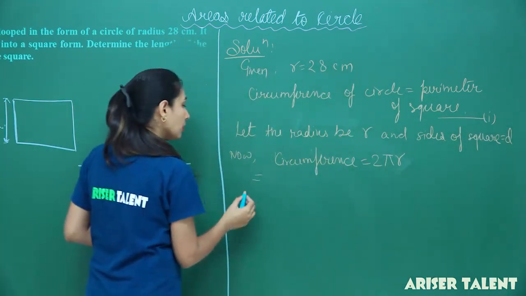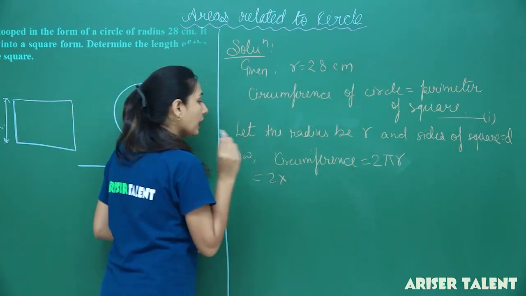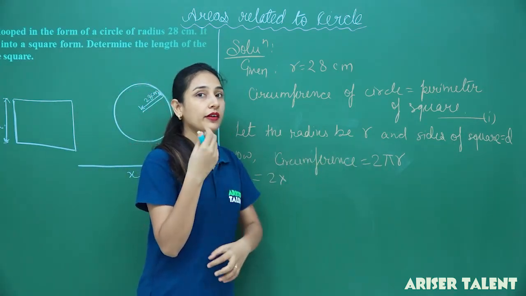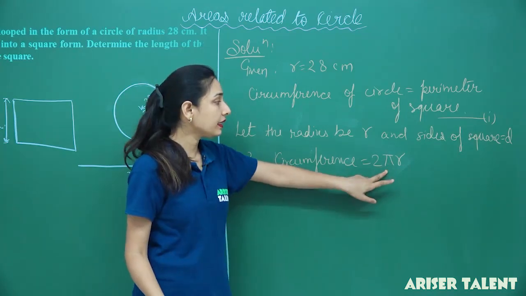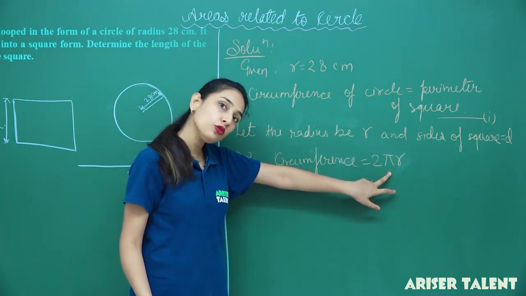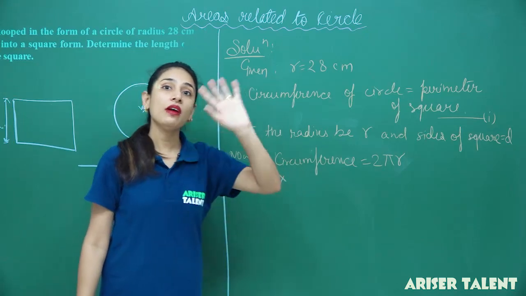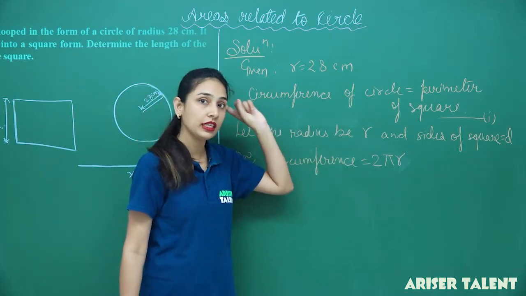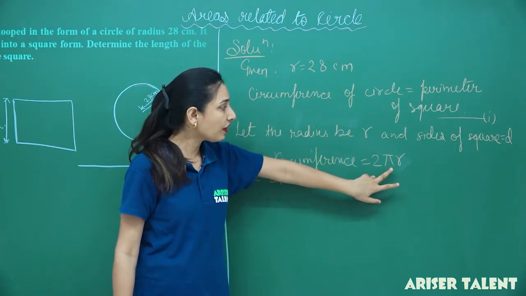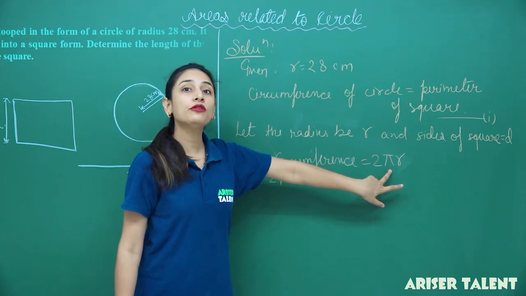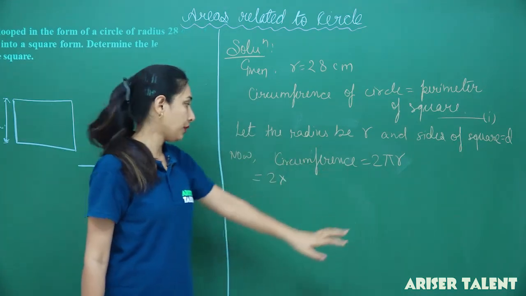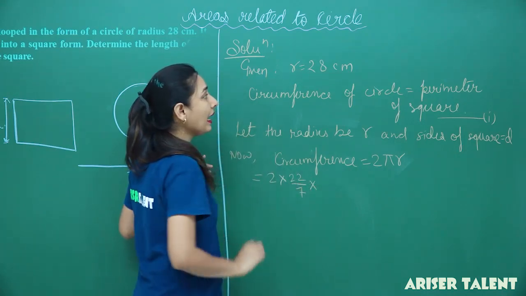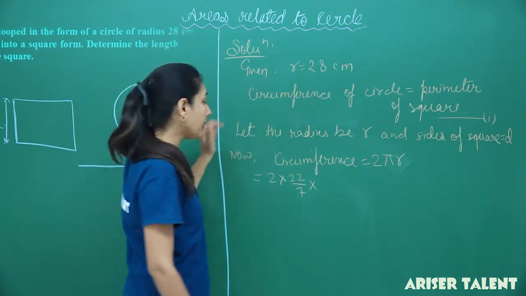By putting the values, I have told you that unless otherwise specified, or if you are not provided with the value of pi, you will take the value of pi as 22/7. Only if you are given some value of pi, then you have to take that value. But if you are not given, you have to take the value of pi as 22/7. So that will be 22/7 multiplied by r. R is 28 centimeter right there.